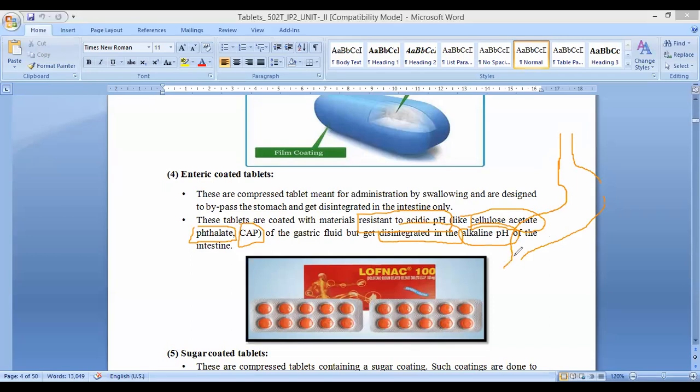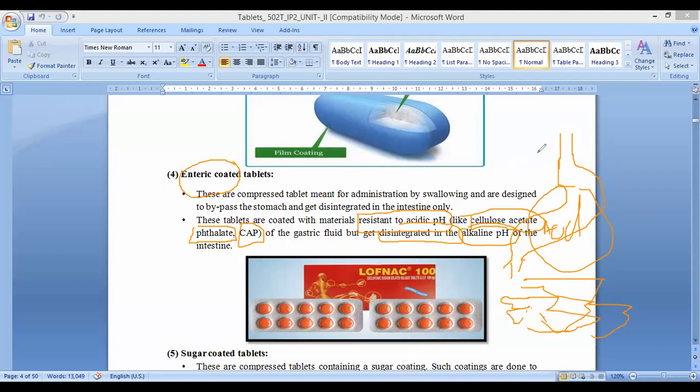Now when we talk about the stomach, as it is acidic in nature, the basic motive when you go for the formulation of an enteric coated tablet is to deliver the content into the small intestine. So in the small intestine the content should be delivered in this area.